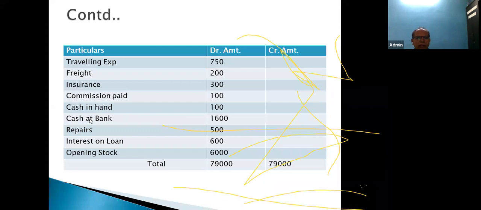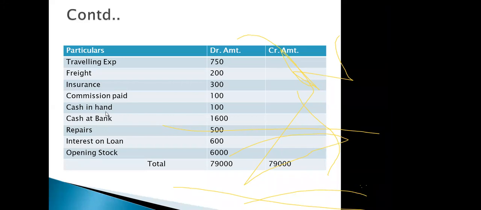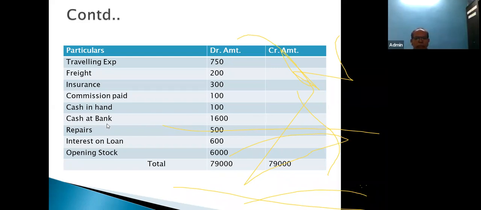Now next is cash at bank. Similarly, cash at bank is also an asset, like cash in hand is an asset. So in the balance sheet, asset side, in the amount column, write 1600. Write that. Done?